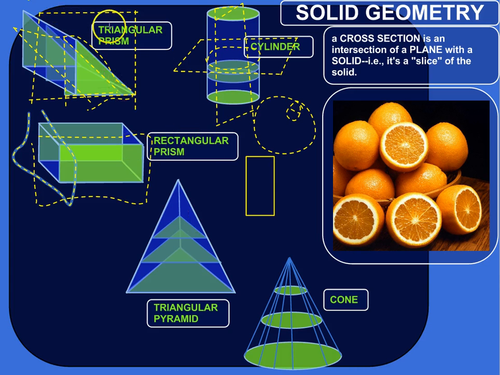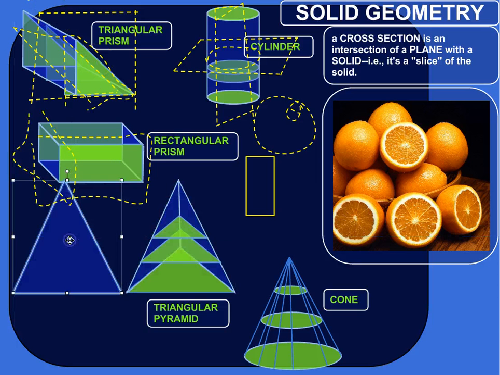Now a pyramid with a triangle base. What do I get? Let's pop open the hatch. I just get a bunch of triangles, and depending on where I slice the pyramid, I get smaller and smaller triangles up to the apex there.